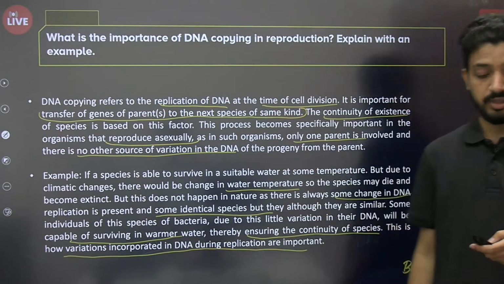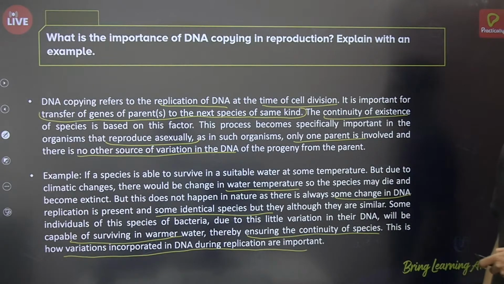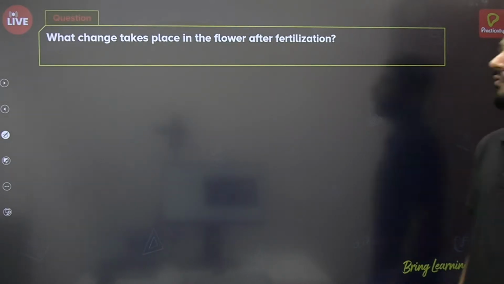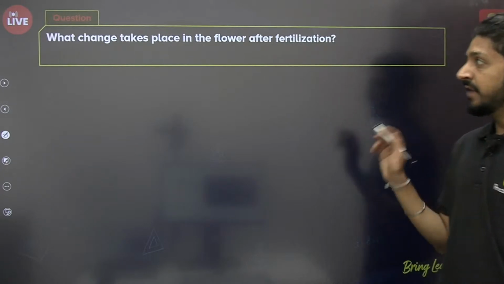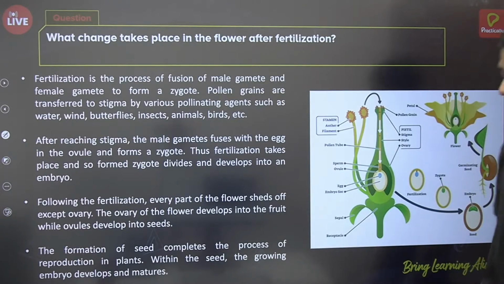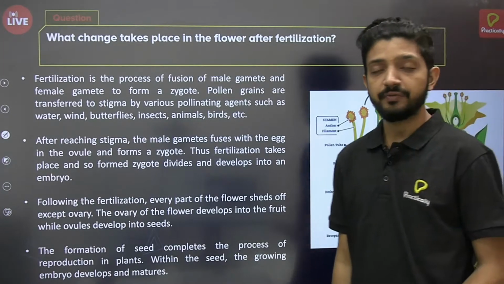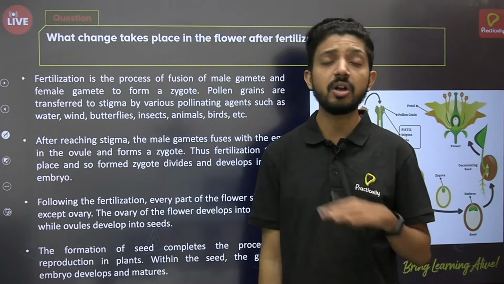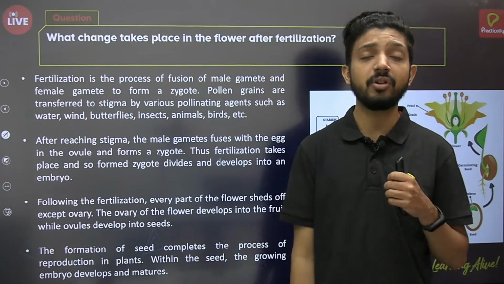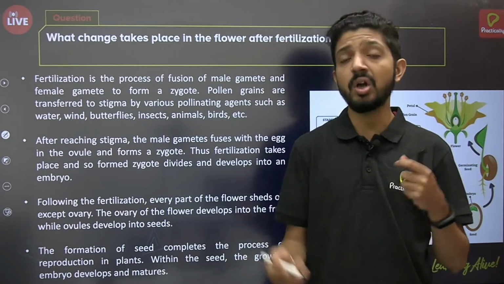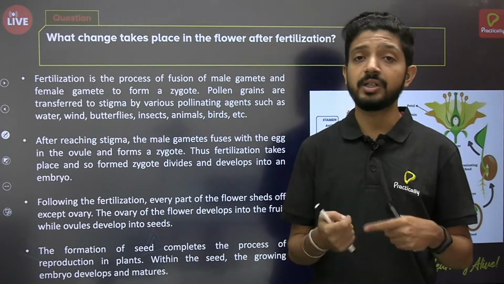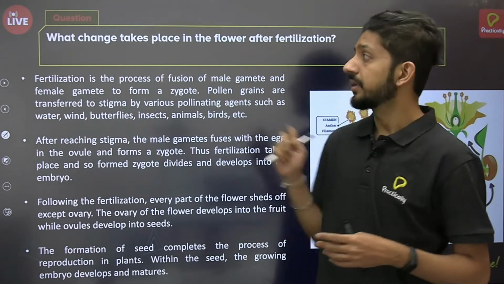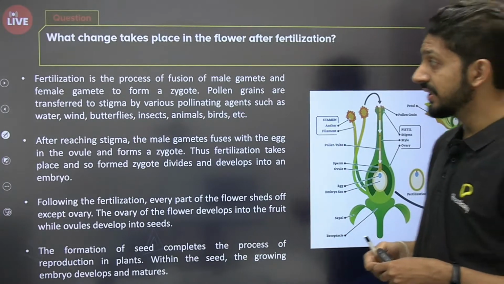Okay, so this was our second important question. Let's move on to the third one. What changes take place in a flower after fertilization? So yeah, this is a very simple question. Fertilization of flower is a very hot topic for the reproduction chapter. Always some question related to it appears. So what are the changes which take place in fertilization?